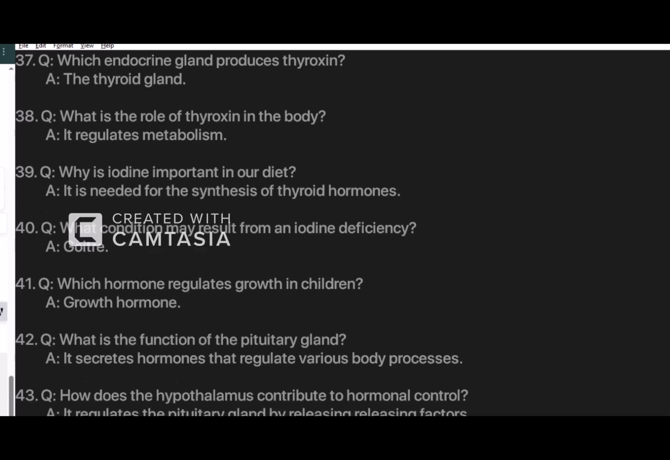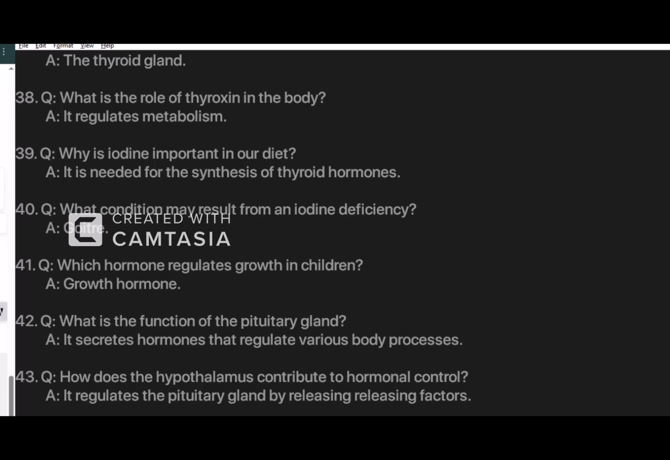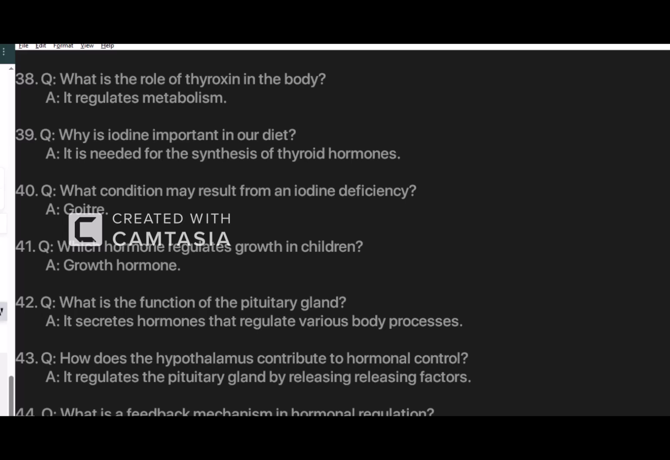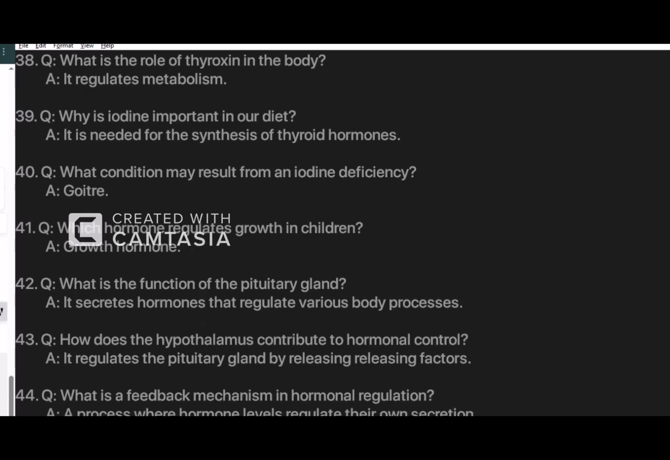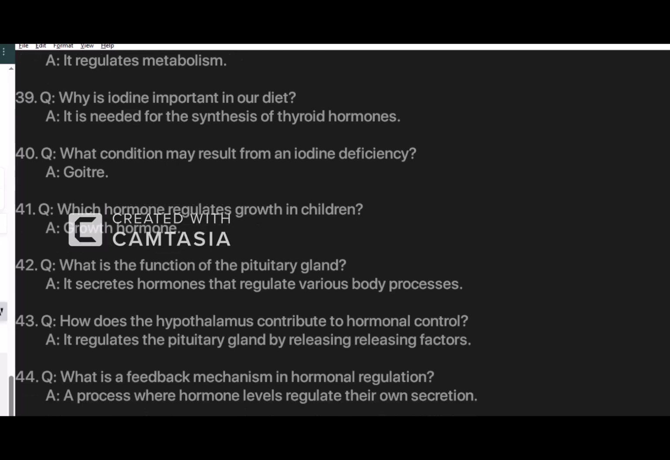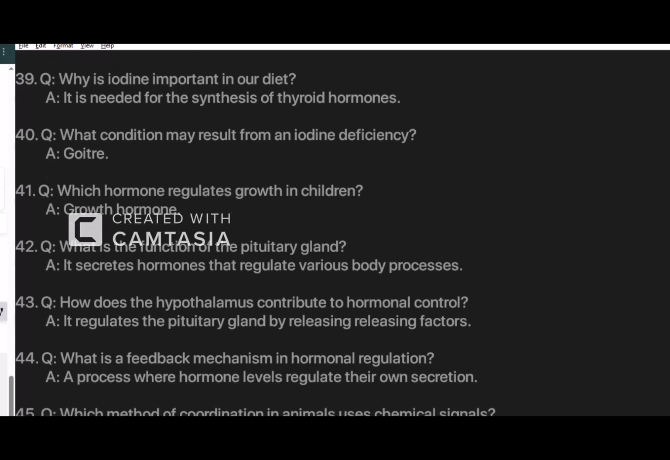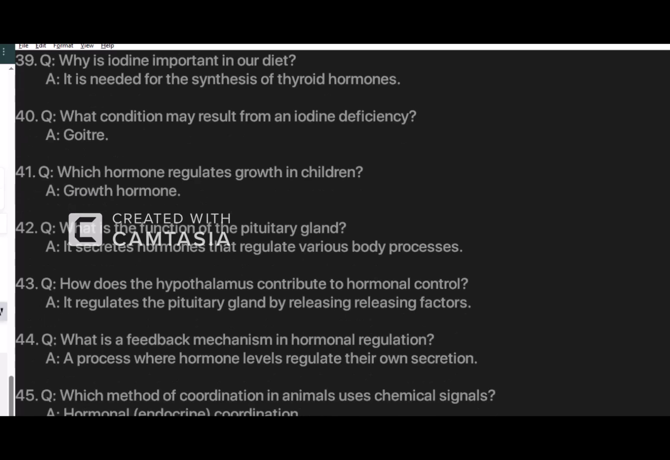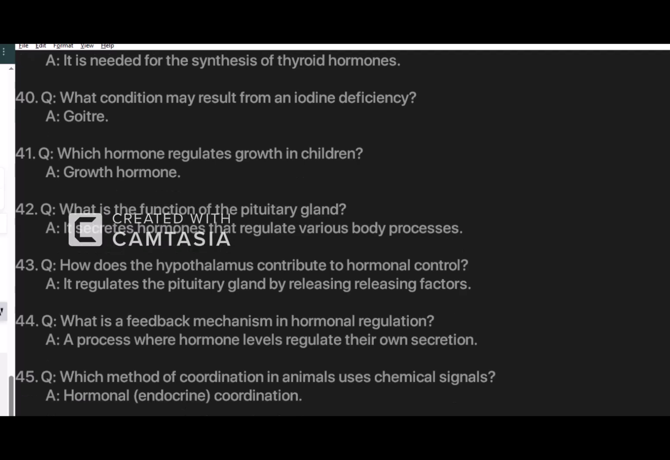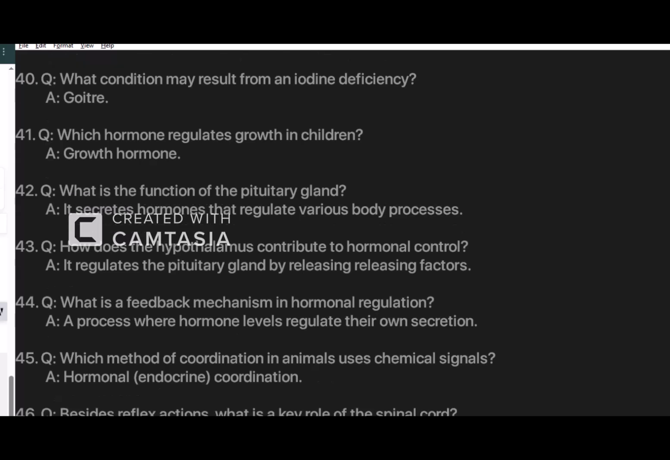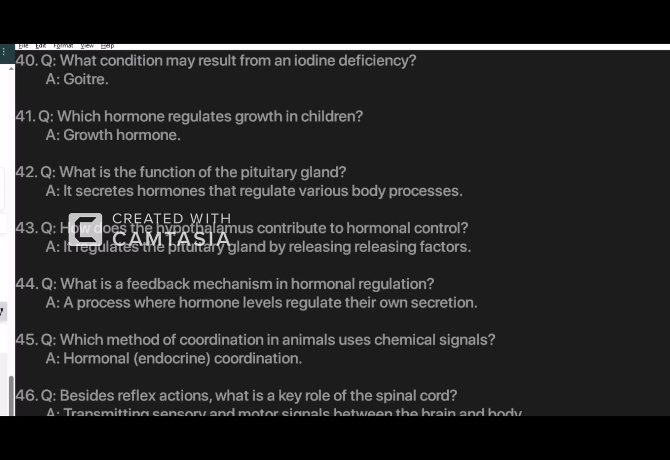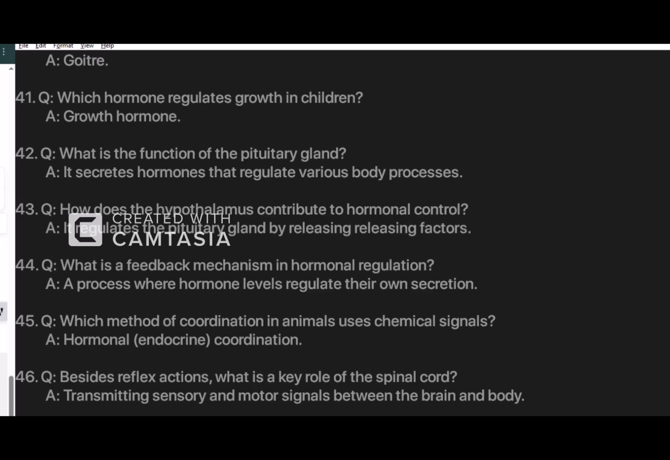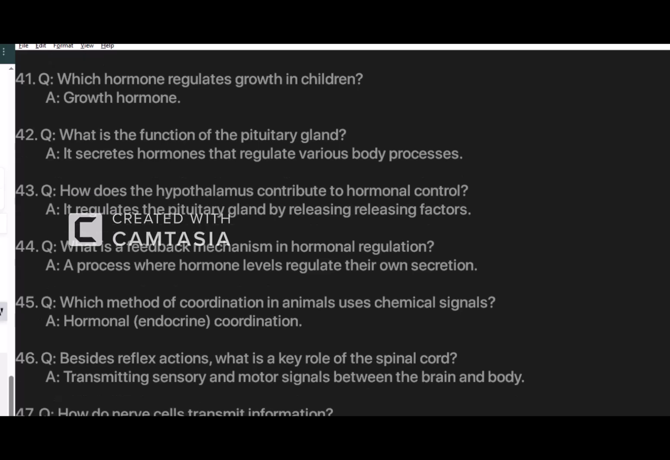44. Q. What is a feedback mechanism in hormonal regulation? A. A process where hormone levels regulate their own secretion. 45. Q. Which method of coordination in animals uses chemical signals? A. Hormonal endocrine coordination. 46. Q. Besides reflex actions, what is a key role of the spinal cord? A. Transmitting sensory and motor signals between the brain and body.